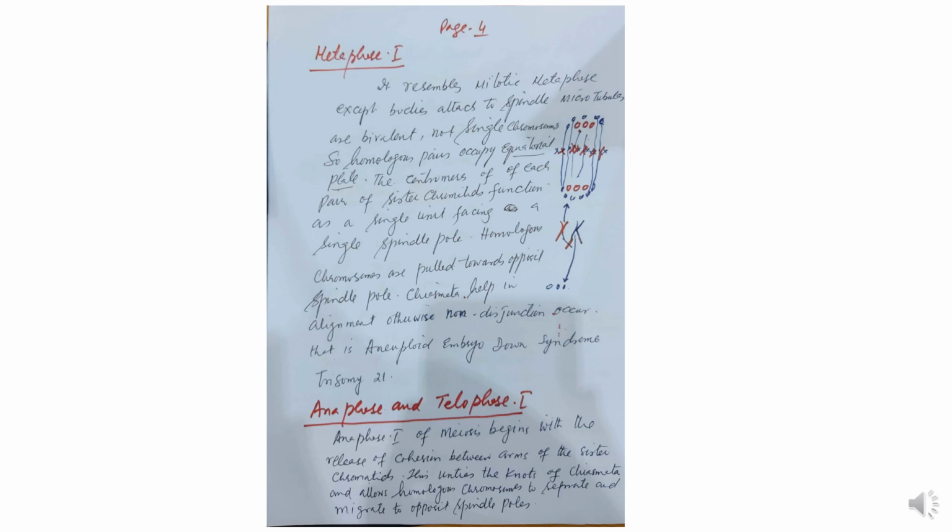This set is attached to this side, and that set to the other. So they can easily be carried by shortening of these fibers. The fibers shorten by breaking down, and this pair will be carried to this side, while the one attached to the other side will be carried to the other side. They are not single chromosomes, so it is not a single chromatid.